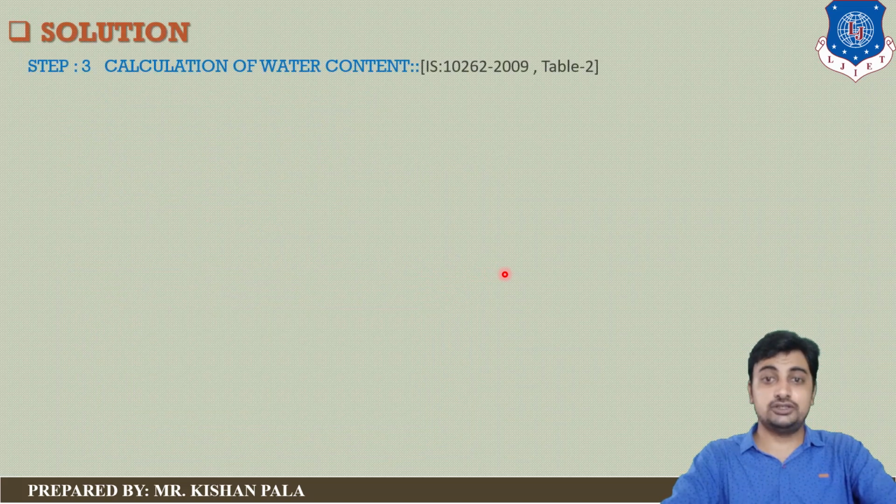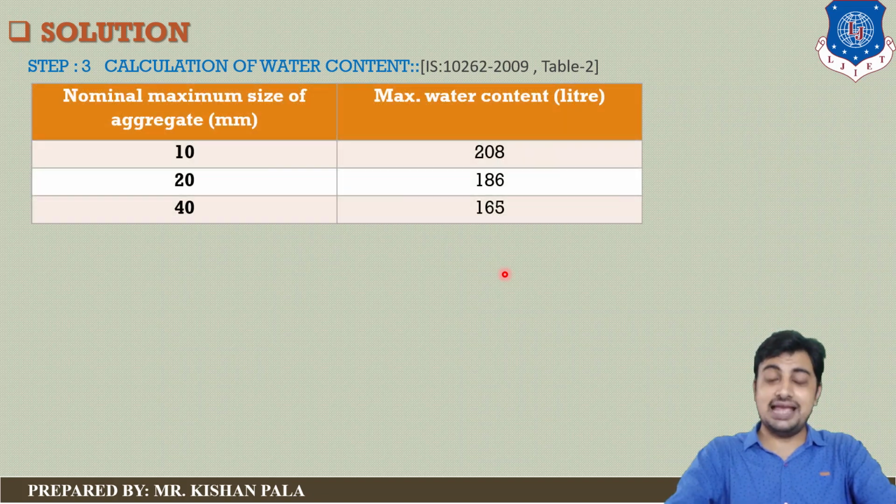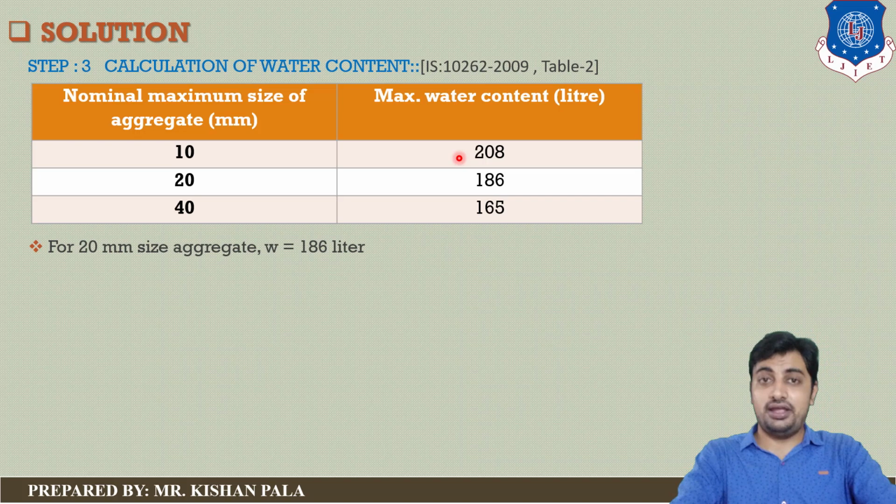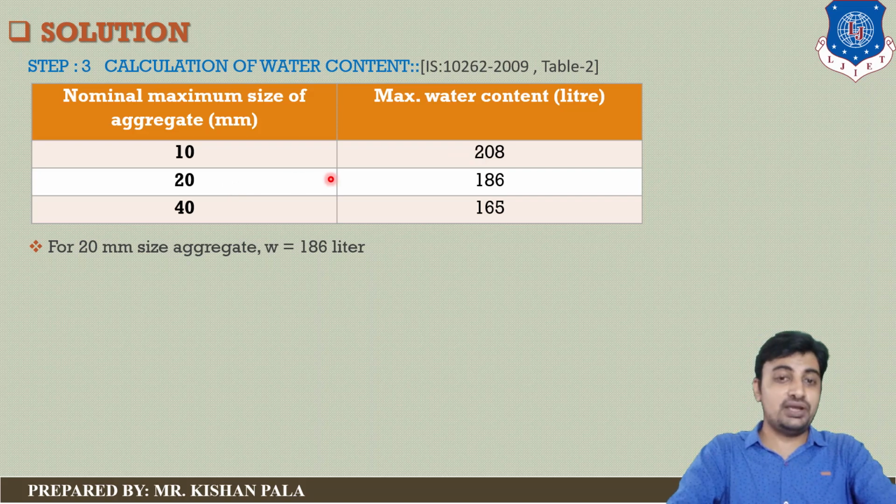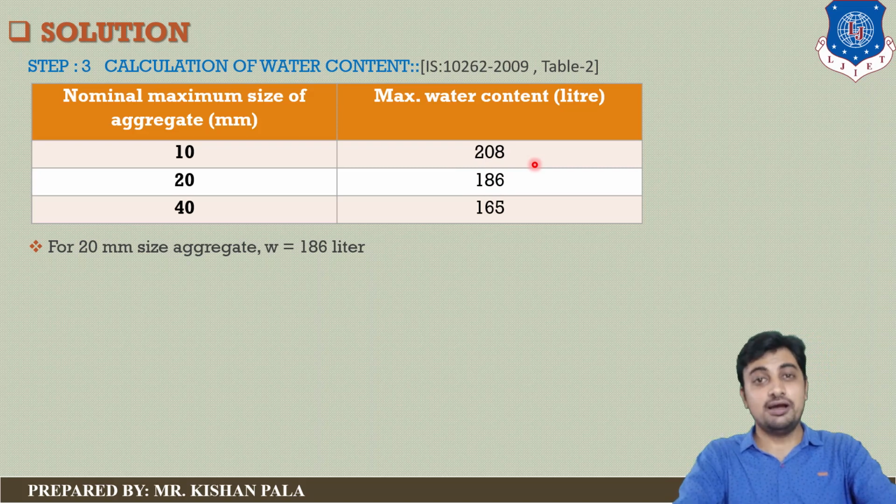After finalizing the water cement ratio, we have to calculate the water content. Indian Standard 10262:2009 Table 2 gives the maximum water content based on the nominal maximum size of aggregate. If you are using 10 mm size aggregate, you can take the maximum water content as 208 liters. Based on the data, we have to use 20 mm size aggregate, so we can take a maximum of 186 liters for water.